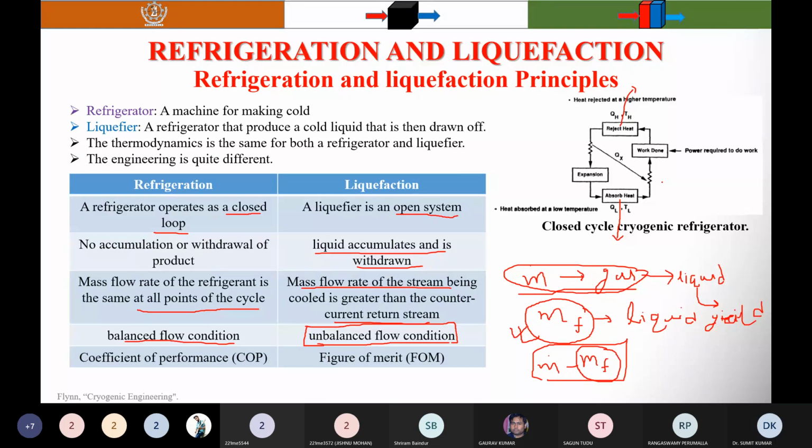Okay. So it said that the liquid is accumulated, right? Within the control volume, I thought that it is accumulating. Accumulation might be where we store the product. Our final product is a liquid. Suppose liquid nitrogen is our final product. So we can store it somewhere.